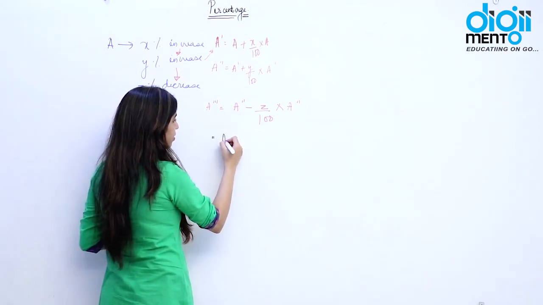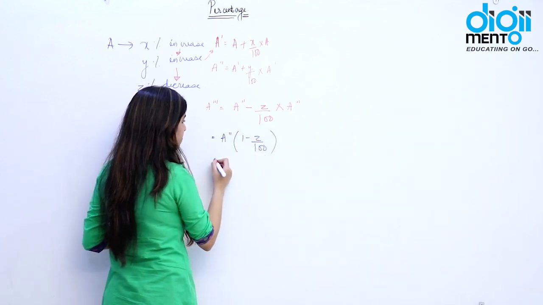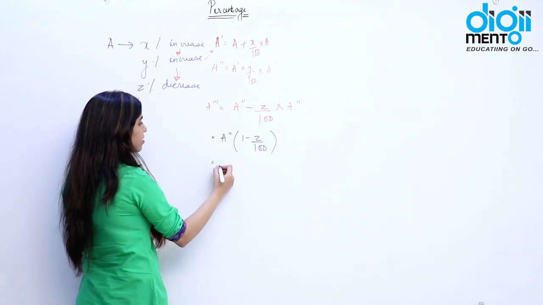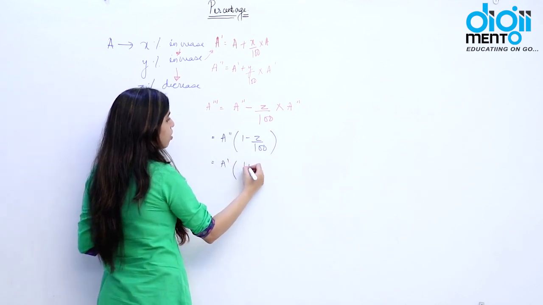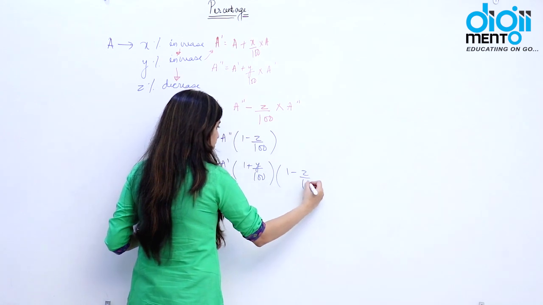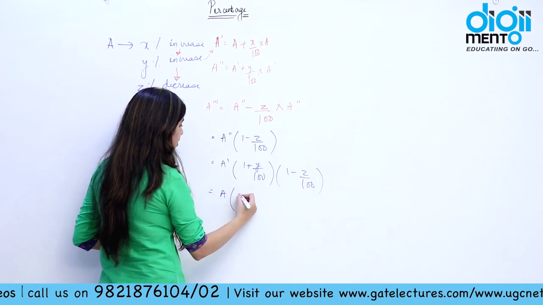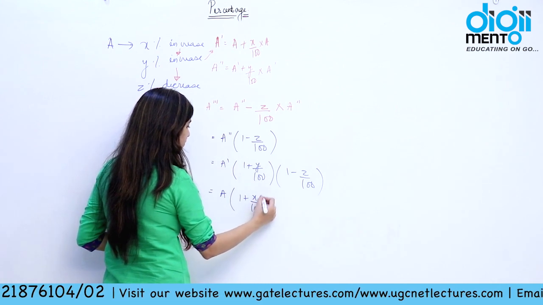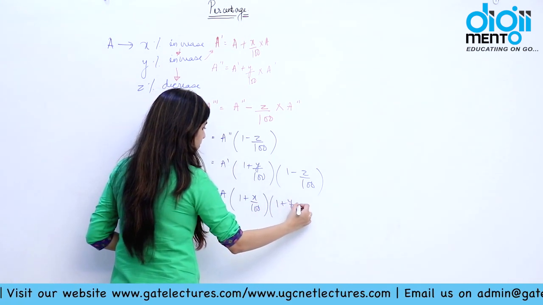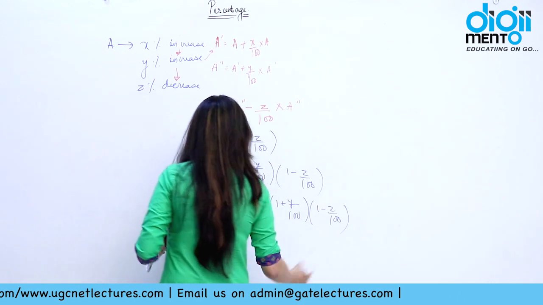See, I take out this A double dash common. So it's going to be 1 minus Z by 100. Putting the value of A double dash, this is going to be A dash into 1 plus Y by 100, into 1 minus Z by 100. Putting the value of A dash, A into 1 plus X by 100 into 1 plus Y by 100 into 1 minus Z by 100.